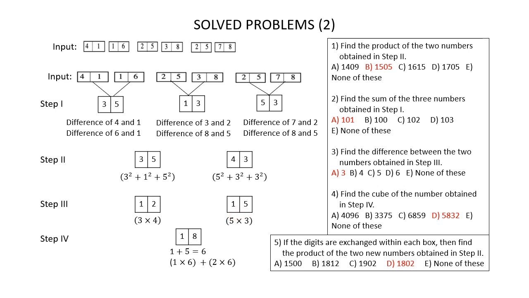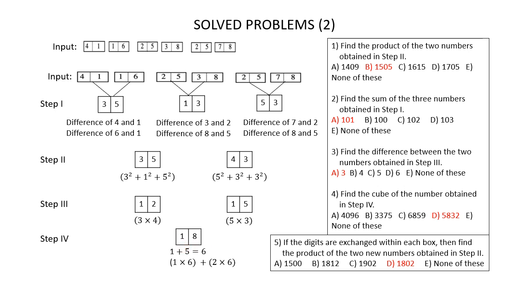Now let's find the number in step 4. Now according to the pattern, we know that the digits of the second number of step 3 are added, and then that number is first multiplied with the first digit of the first number of step 3, and then that number is multiplied with the second digit of the first number of step 3, and those two numbers are added to get the number in step 4.